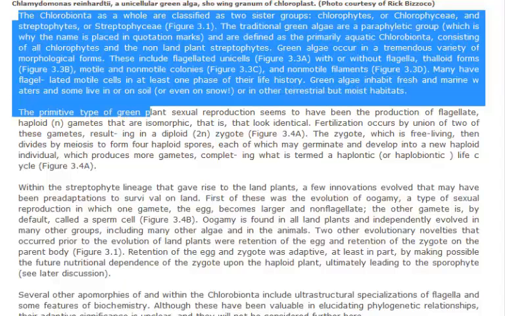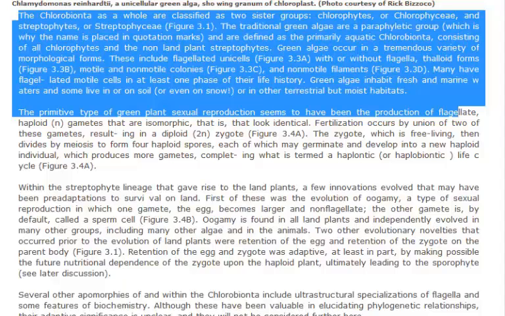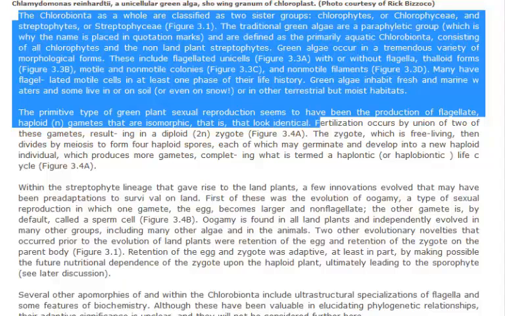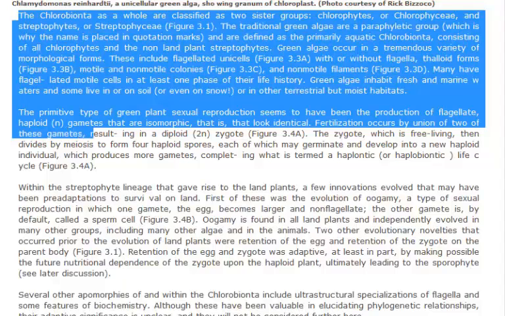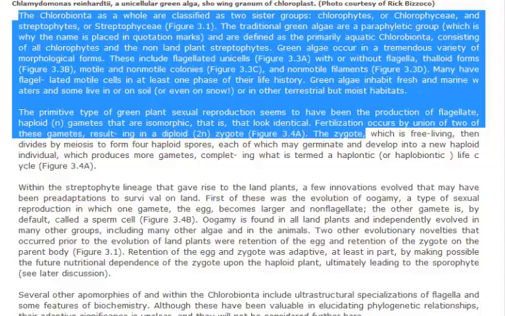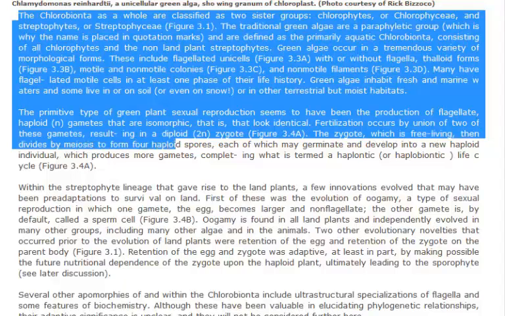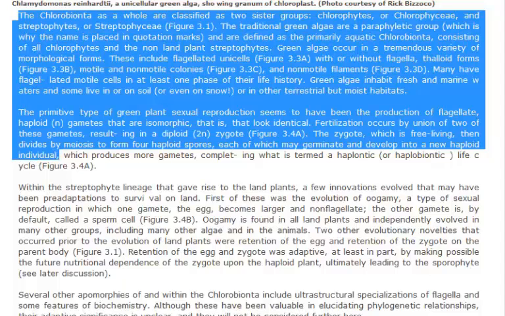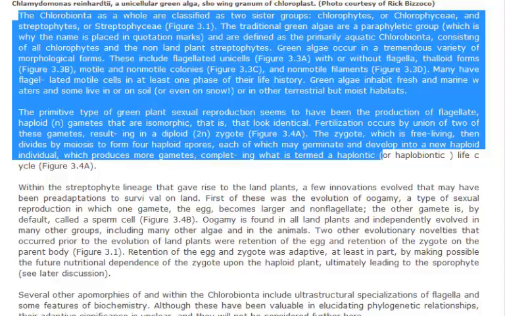The primitive type of green plant sexual reproduction seems to have been the production of flagellate haploid gametes that are isomorphic, that is, they look identical. Fertilization occurs by union of two of these gametes, resulting in a diploid zygote. The zygote, which is free-living, then divides by meiosis to form four haploid spores, each of which may germinate and develop into a new haploid individual which produces more gametes, completing what is termed a haplontic life cycle.